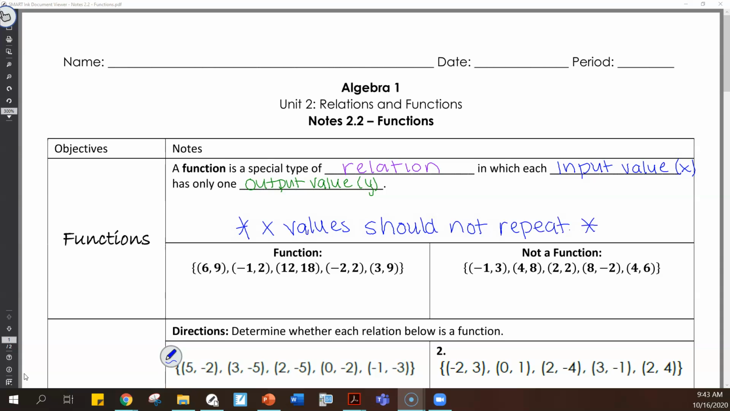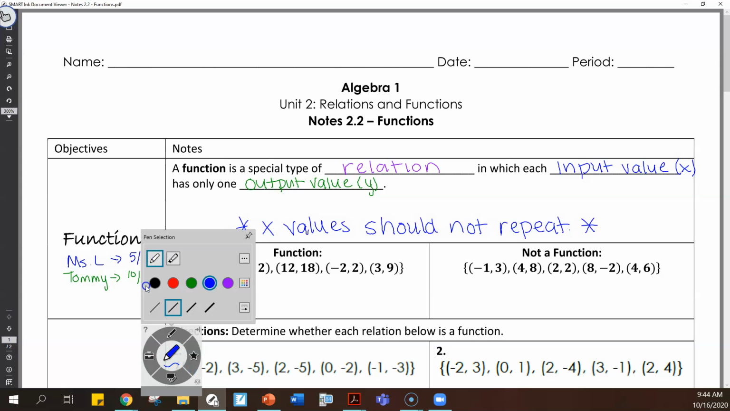Okay, I like to think of functions as birthdays. So if I have a birthday, Miss Lynch has a birthday that is May 27th. Tommy may have a birthday that's October 15th. Okay. Each x value, each person, can only have one birthday. I can't have a birthday on May 27th and on October 15th. It doesn't work that way.